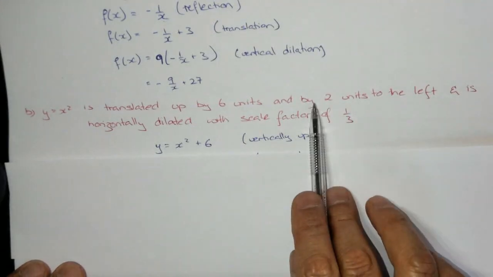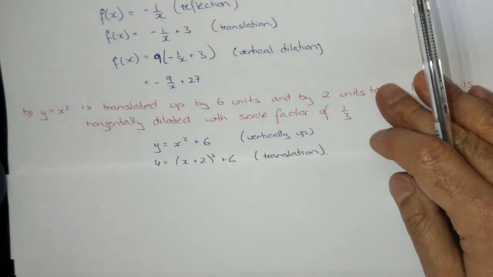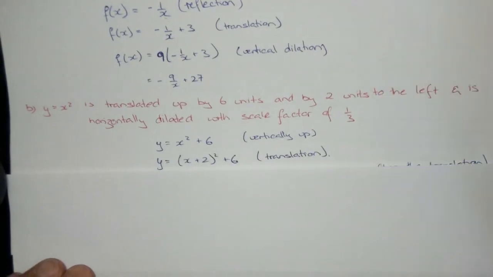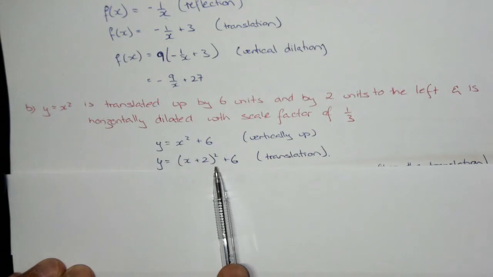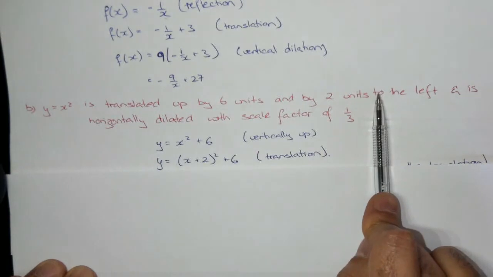We're then going to translate that 2 units to the left. So we get (x + 2)² + 6. Yeah, so that's a horizontal and a vertical translation.